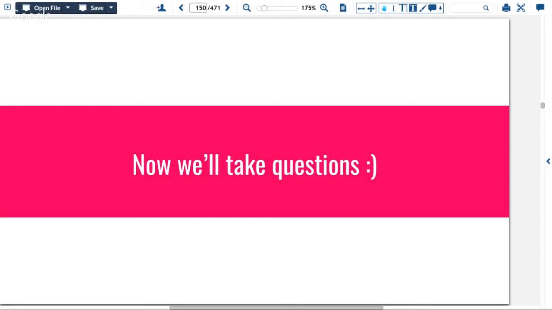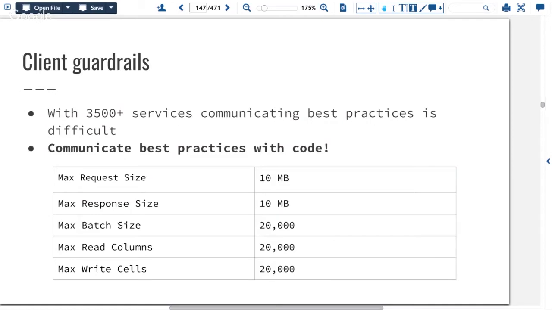Could you go back to the slide with the client guardrails? Yeah. Now, are those settings set per table, per use case, per workload, or is that just across your cluster in general?